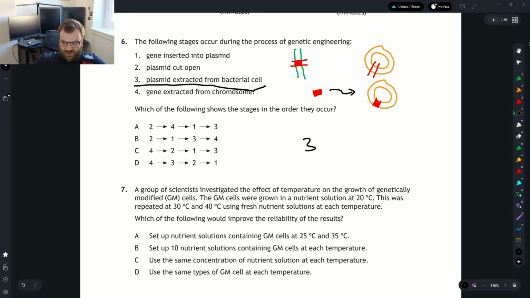So 3 has to go between, so 3 has to happen before 2. We're going to extract the gene that we want, and we're going to insert it into the plasmid. Means the answer is D.